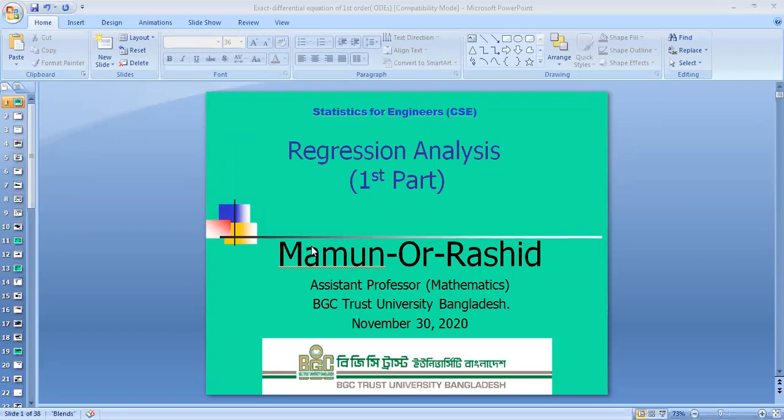Okay, today we'll start with regression analysis, first part. In the previous class, we studied correlation. Within two parts, we finished the correlation part. Now, from today, we'll start the regression analysis for the statistics for engineers course.